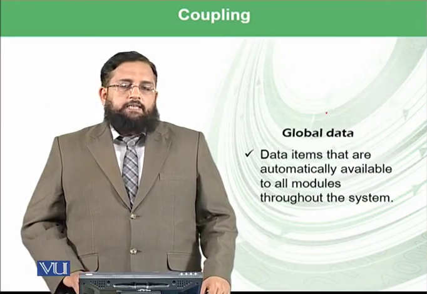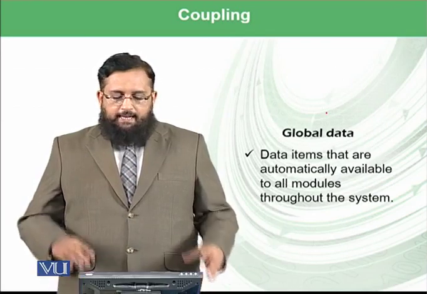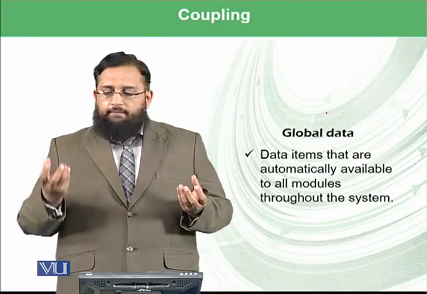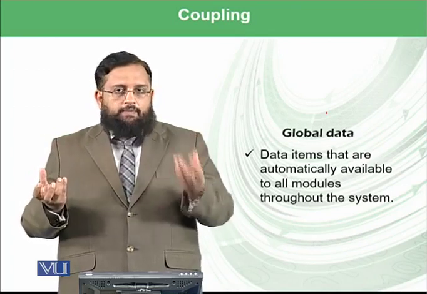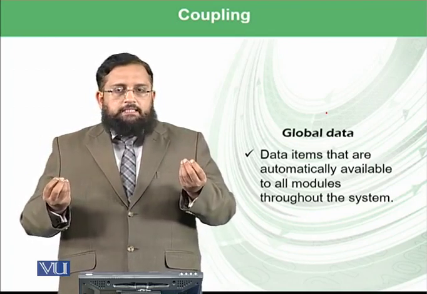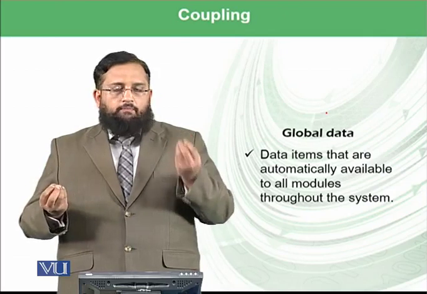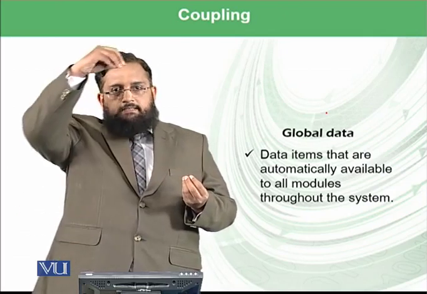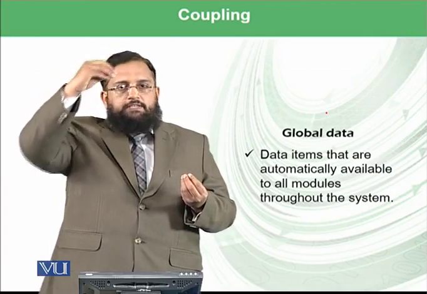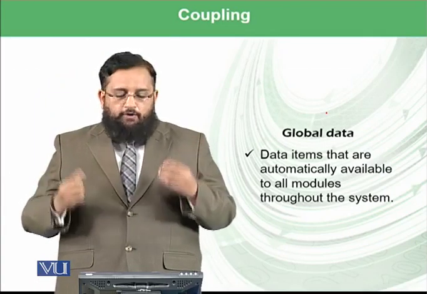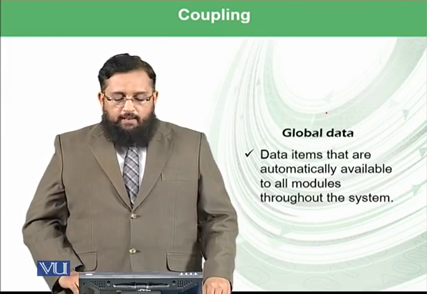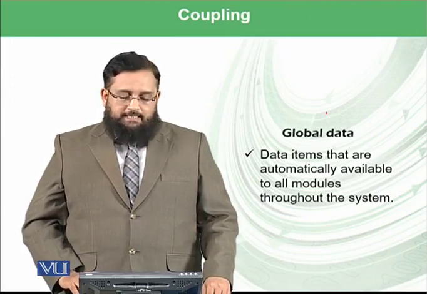Then there is another concept, global data. This means that data items are automatically available to all of the modules. For example, if there is a module A and a module B, the data element X which is processed by A and B is not the property of any particular module. However, it resides at a certain place which is accessible to both of the modules. So this is called global data: data items that are automatically available to all modules throughout the system.